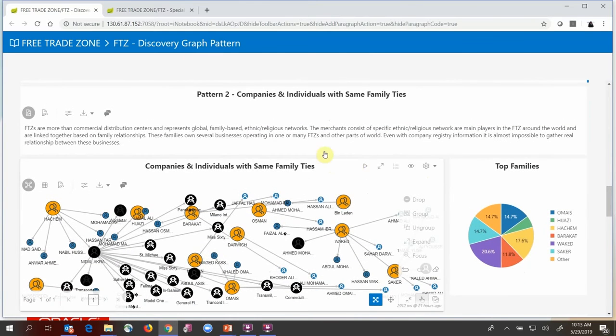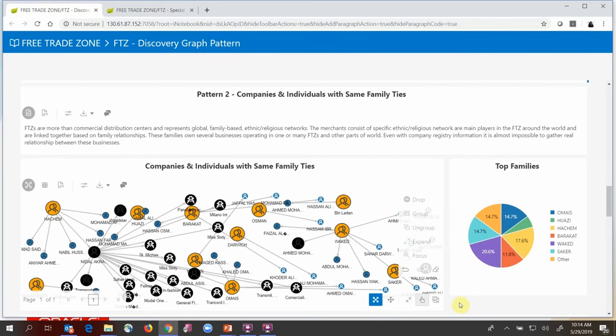Additionally, free trade zones are more than commercial distribution centers and represent global family businesses and ethnic religious networks. The merchants from specific ethnic religious networks are main players in free trade zones. These families own several businesses operating in one or more free trade zones. Even with the company registry information, it is almost impossible to gather the real relationships between these businesses. So in this case, we were able to correlate internal data with company registry information and apply fuzzy name logic to get the family ties here.